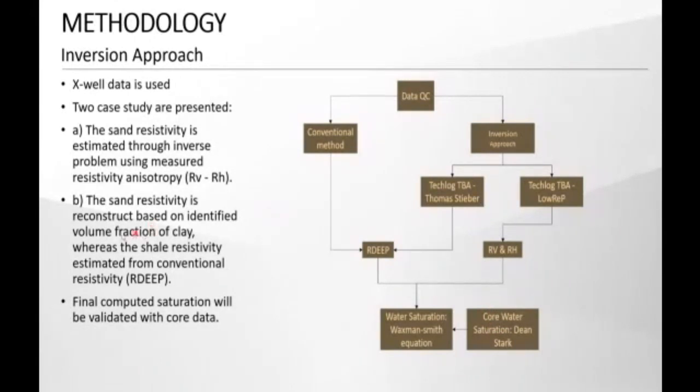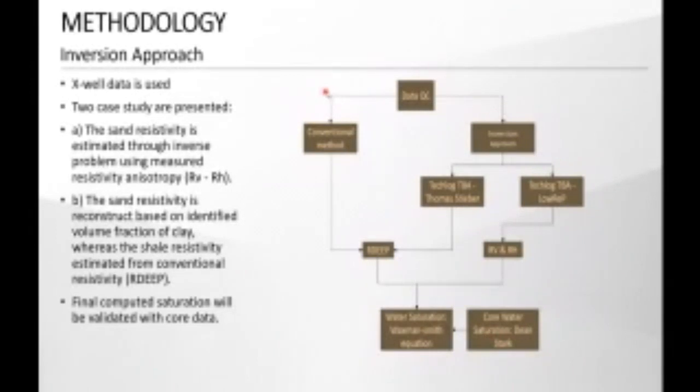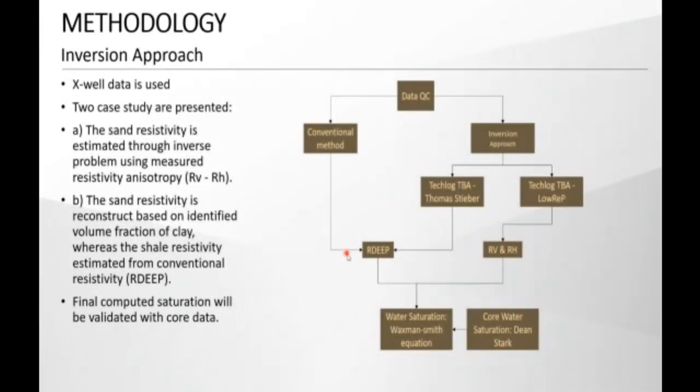And for the second case study, case study B here, basically we're using the conventional measured resistivity tool, and then we're using the Thomas-Stieber table, the famous cross plot, to do the inversion. Then again we compute using the Waxman-Smith, and we compare it with core saturation from Dean-Stark. And then we also run the conventional method that directly uses the RD measured input log, and then we directly calculate the Waxman-Smith equation.